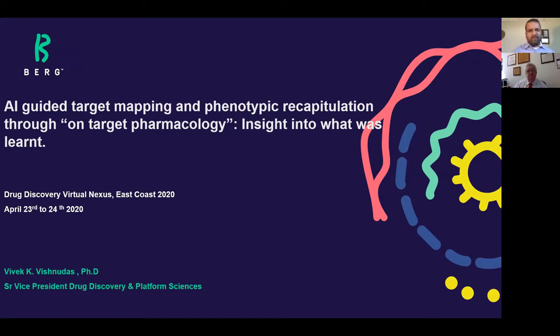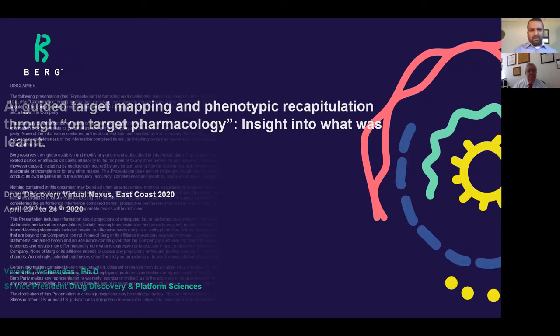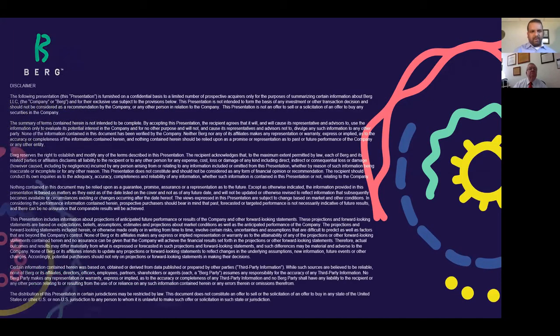And then I will walk you through one example where we were able to pick a target for oncology, validate that, and actually develop some molecules. We are right now looking at IND enabling studies and taking it to IND next year. So that's just a disclaimer from Berg.